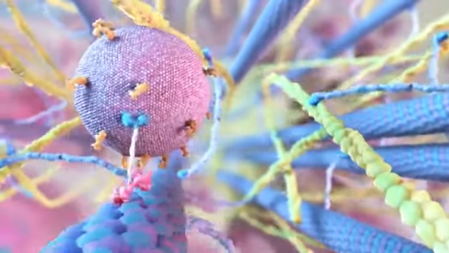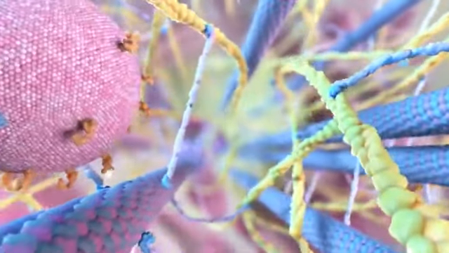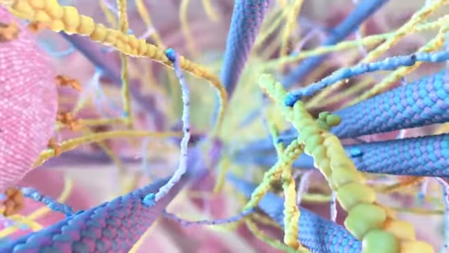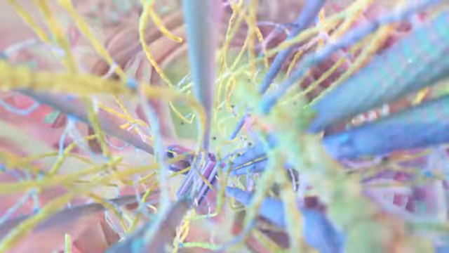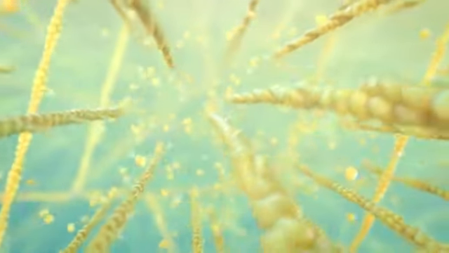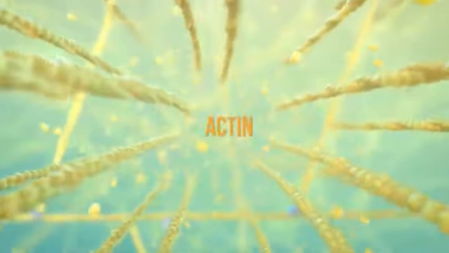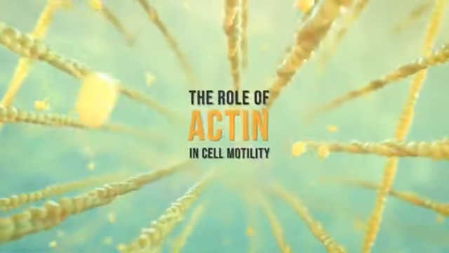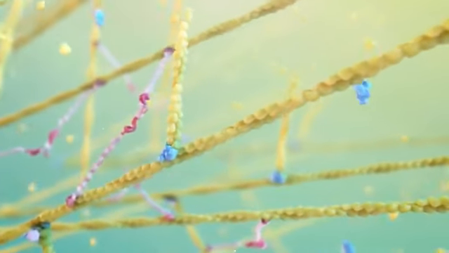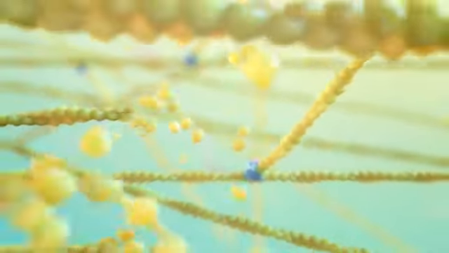Like a scaffold, this network of cytoskeletal fibers connects every corner of the cell and gives a cell its shape. Changes in cell shape rely heavily on one type of cytoskeletal protein, known as actin. The actin cytoskeleton is highly dynamic, and its filaments continuously assemble and disassemble throughout the moving cell.